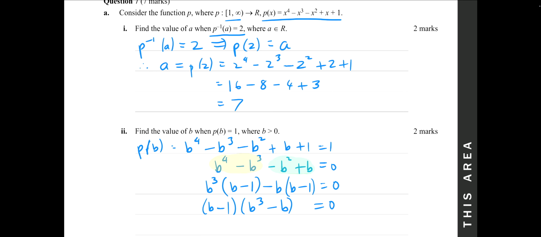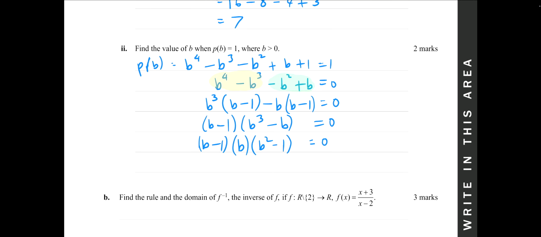So we will have b minus 1, and then take common factor of b out of that, and b² minus 1 equals 0. And we'll do one more factorizing round before we can get the answer. So that's going to be b minus 1 times b minus 1, and then b plus 1. What a factorization. So now we have b is equal to 1, b equals 0, and b equals negative 1.